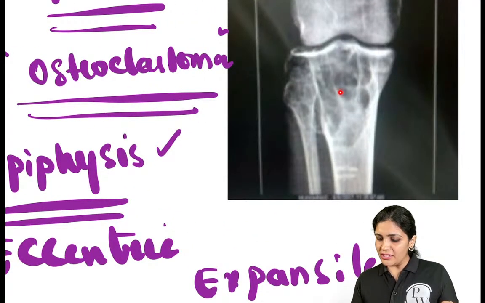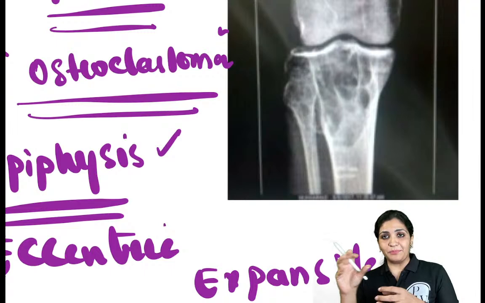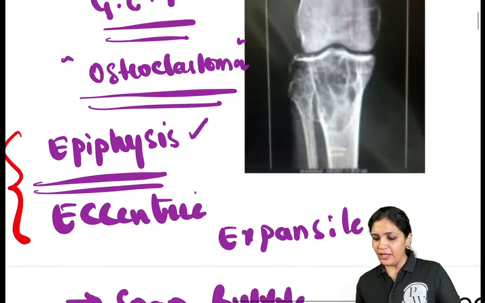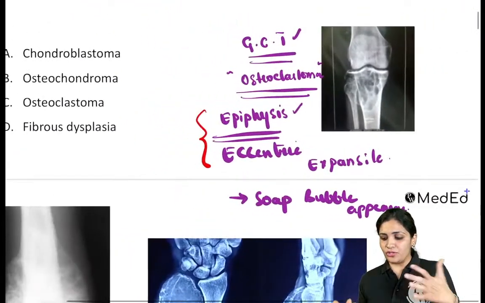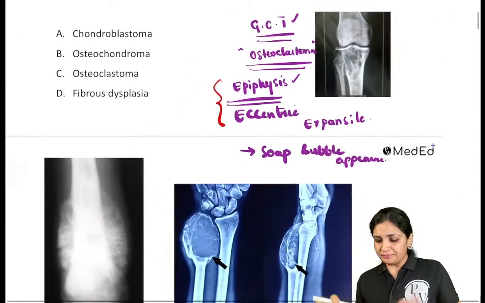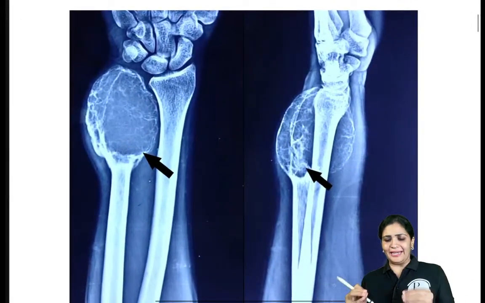So these are the small lines which you can see on the X-ray, and this is a lytic lesion with small septations in between. Hence it gives an appearance like soap bubbles. Hence it is called the soap bubble appearance for the osteoclastoma. But what I want you all to remember is the three important E's, that is epiphysis, eccentric and expansile, right? So here I have got one more image for you, and this is a very classical image.